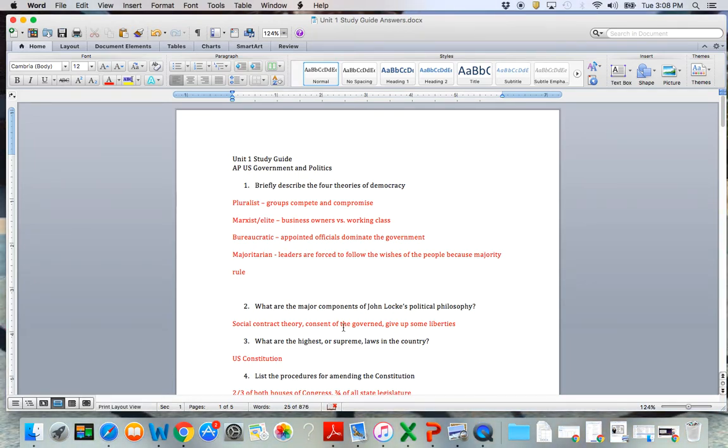Alright, this is a brief overview of the study guide for Unit 1. A couple things you need to know about four theories of democracy. The pluralist view, groups compete and compromise, such as interest groups, is more common today in our political system.